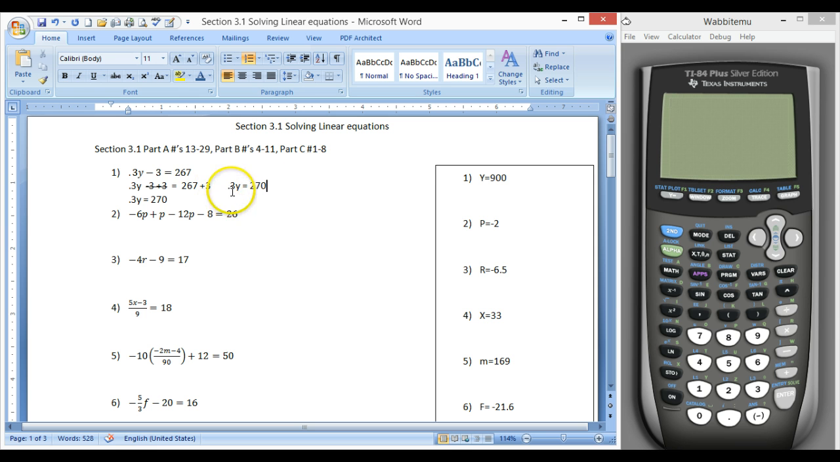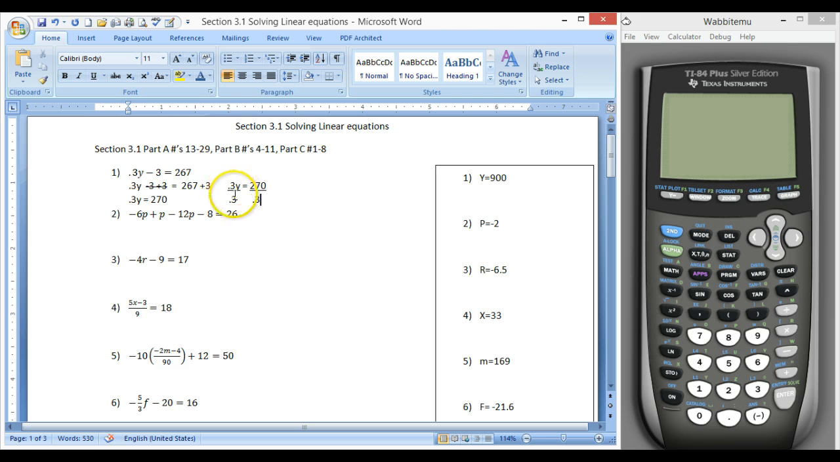So now the opposite of what's going on. In between the 3 and the y, I have a multiplication sign, so I need to divide. I'm going to divide by 0.3, and I'm not in an equation editor right now, so I'm just going to underline that to demonstrate that I'm going to be dividing by 0.3. I need to divide on both sides because it needs to stay balanced. So I'm going to divide this side by 0.3.